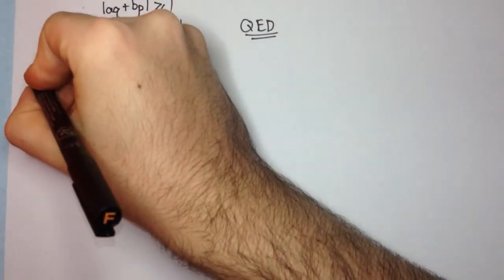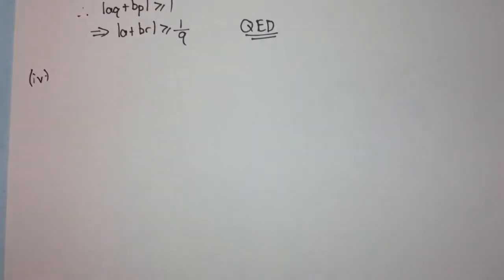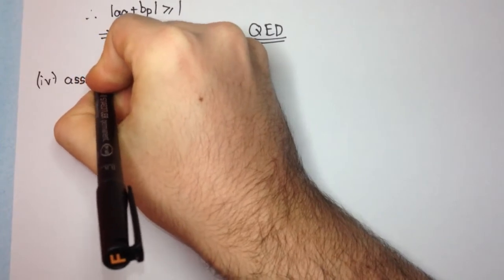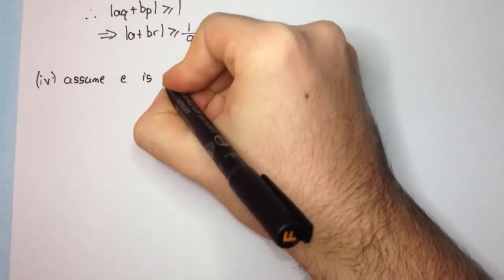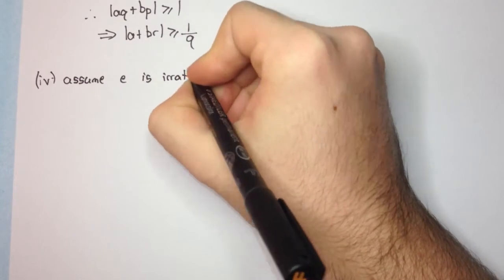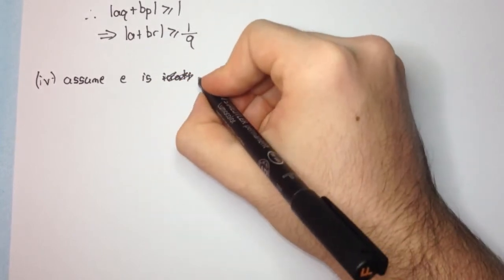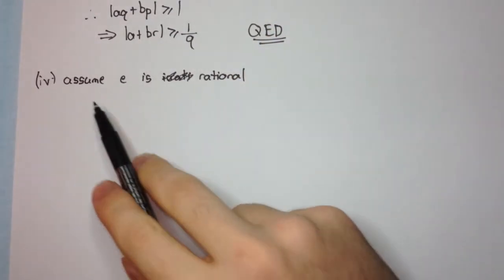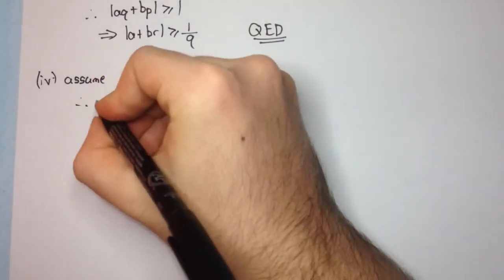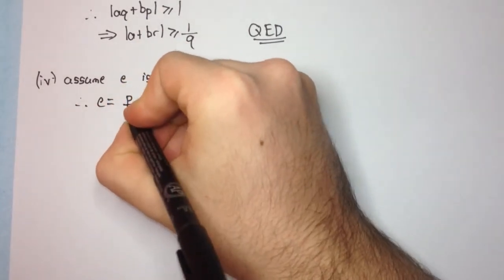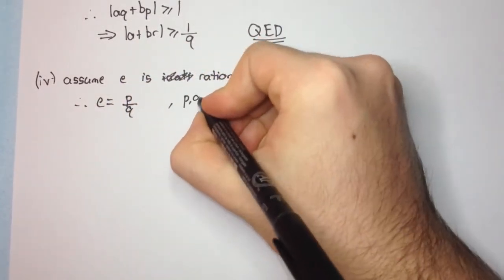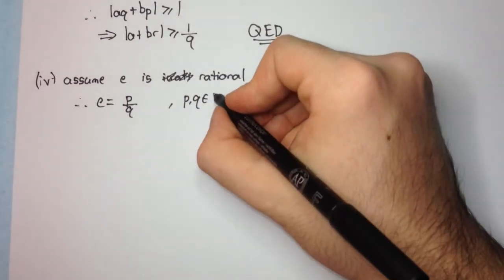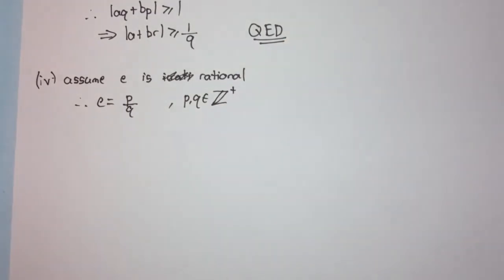Prove that E is irrational. Okay, so we can say assume E is irrational. Not irrational, we want to assume it is rational. So assume E is rational. So therefore E can be written in this form, P over Q, where P and Q are integers. And since we know that E are positive, we can say that they're positive integers.